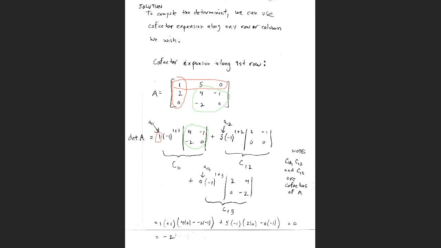All right, let's look at the second submatrix here. The number 5 is in the first row, second column. So the submatrix that results consists of 2, 0 and negative 1, 0. That's right here.